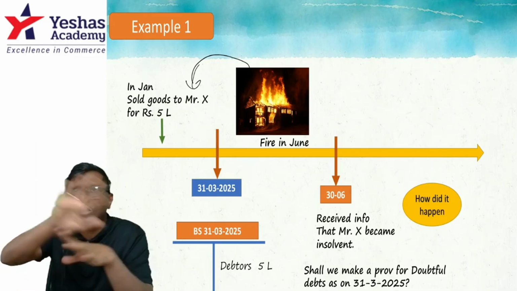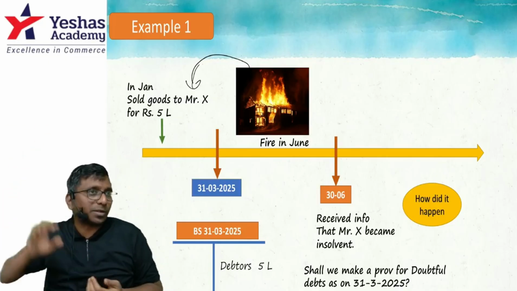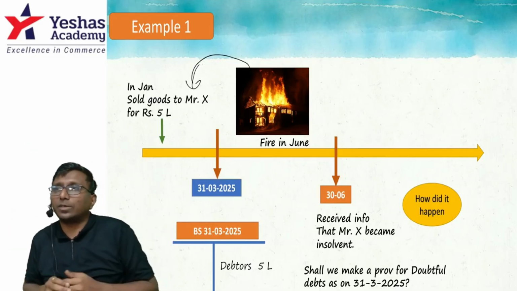Subsequently, on 30th June, all other information same, I got information from somebody that so and so person has become insolvent there. Then I understood, oh, I'll not get this 5 lakh rupees.